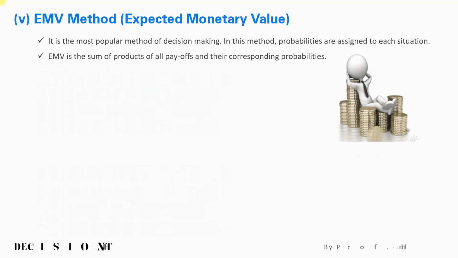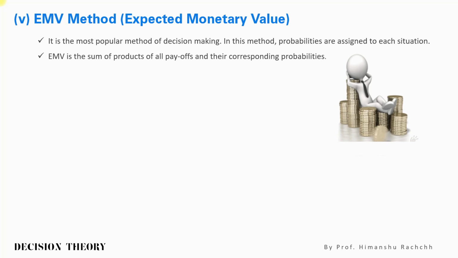But in this chapter, the most important method is EMV method. In Hurwitz method, we use only two probabilities. We consider only two probabilities, the probability of arising best situation and the probability of arising worst situation. In EMV method, we assign probability to each situation.